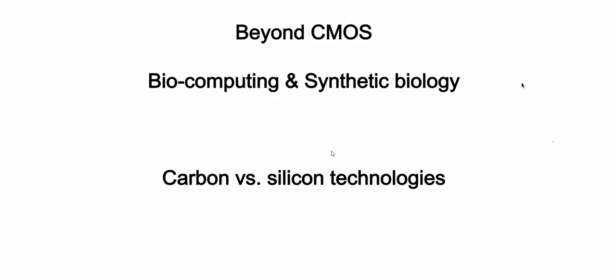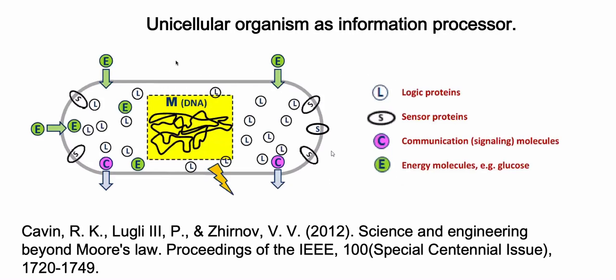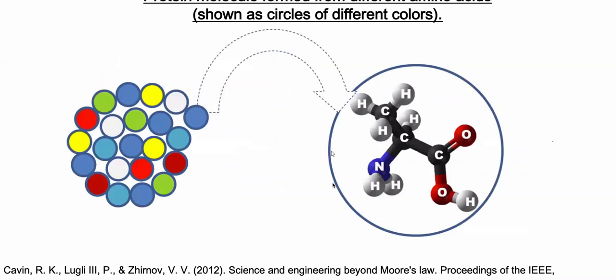So now, can we look at some completely different VLSI approach? Maybe biocomputing and synthetic biology. For example, maybe we have to think about computer system. I took this from a paper that was published. If you look at the cell, in a cell you have DNA, and we can have logic proteins, sensor proteins, communication, signaling molecules. Why not use biological components or carbon components for computing?